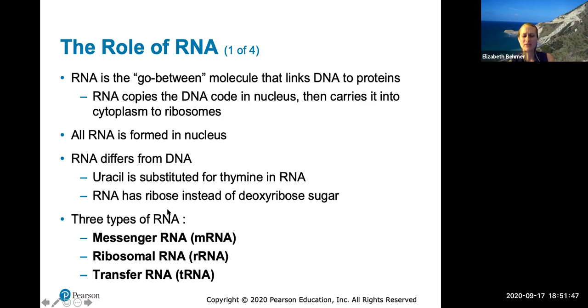And there's 3 types of RNA, and they each have a specific function in creating protein from the DNA. Messenger RNA, ribosomal RNA, and transfer RNA. So again, we're looking at the roles of RNA, and RNA will be the go-between that links your DNA to, eventually gets a protein out of it.